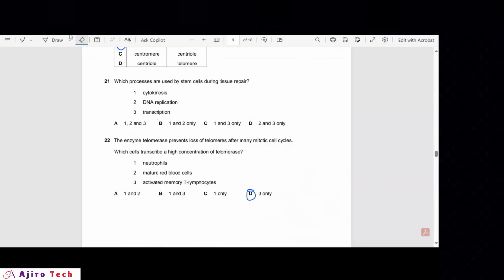Now for number 21, which processes are used by stem cells during tissue repair? Of course, stem cells will divide by mitosis, and afterwards the cytoplasm will divide into two to give rise to more cells that will repair the tissue. And before division, there is DNA replication.